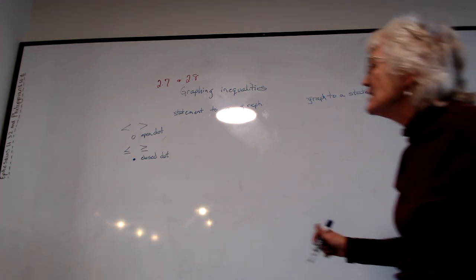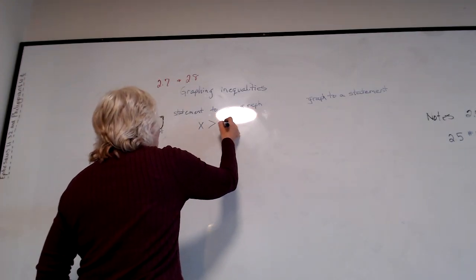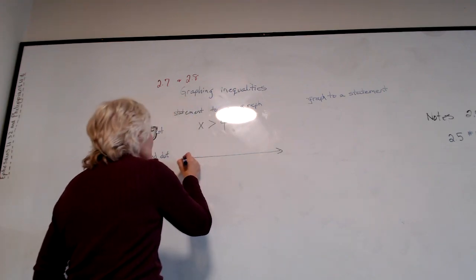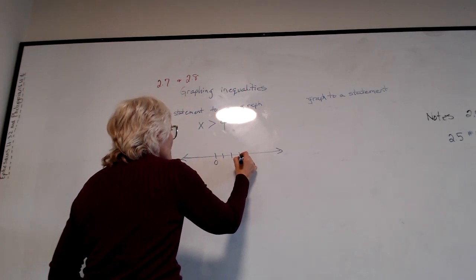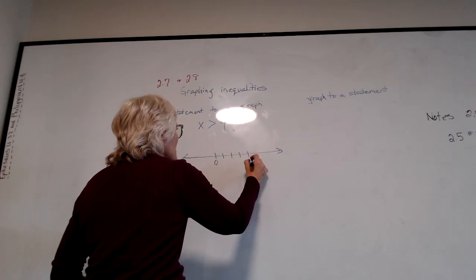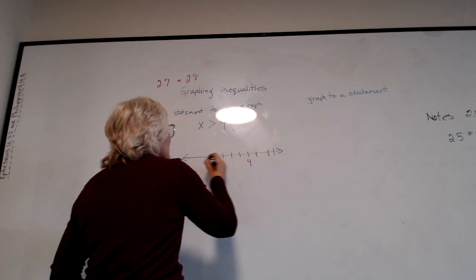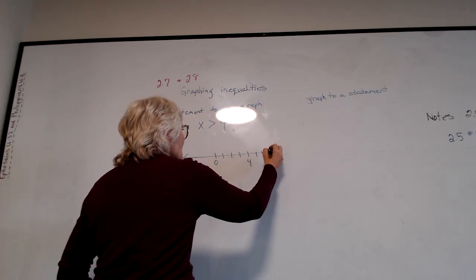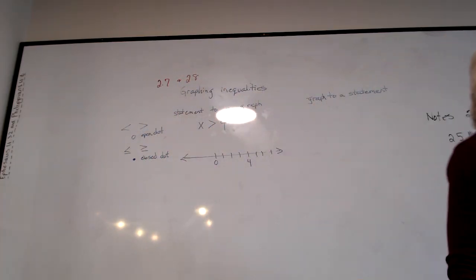So let's say that we have this statement: x is greater than 4. Here's my number line. Here's 0, 1, 2, 3, 4, 5, 6, 7. I've got numbers both that are greater than and less than. Does it include 4?